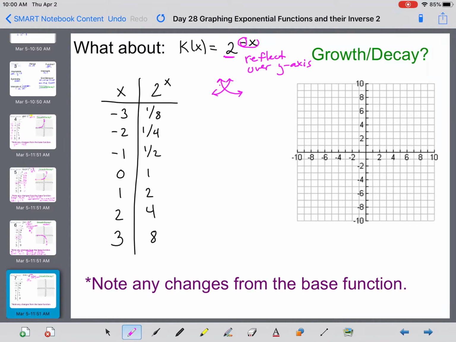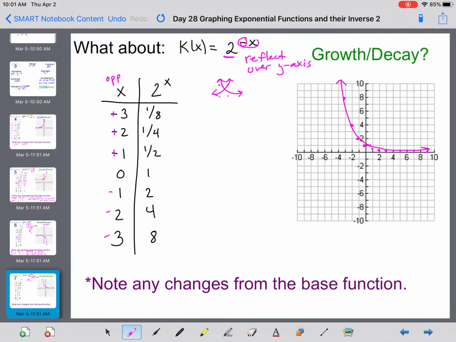So I'm going to have all of the same y values, but I'm going to be working with opposite x values. So I'm going to go through here and take the opposite of all of my x values, and I'm going to plot these points now. And connect the dots.